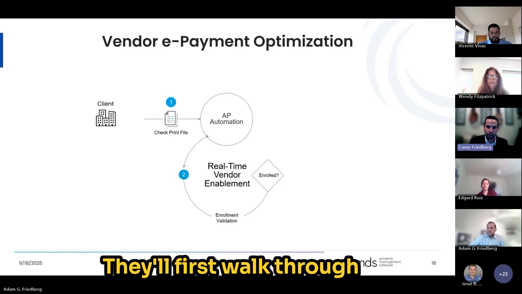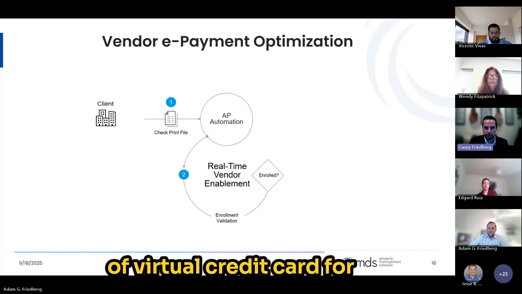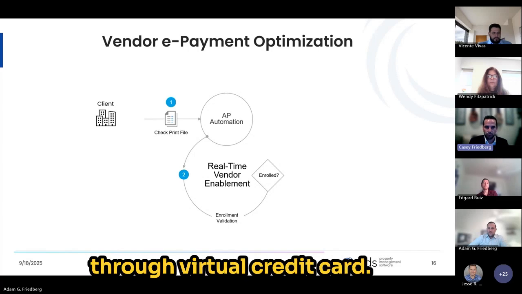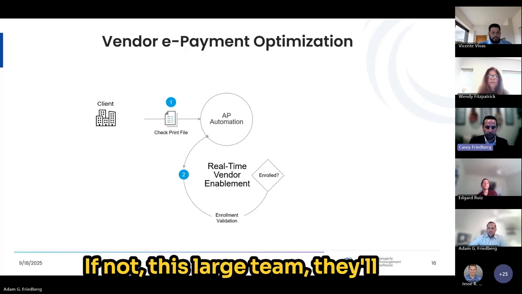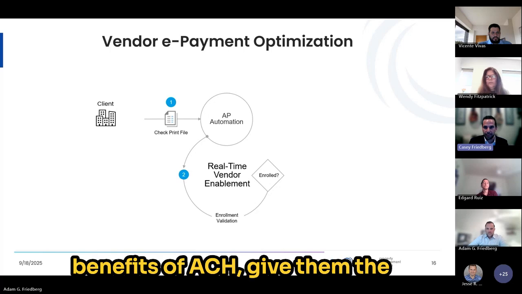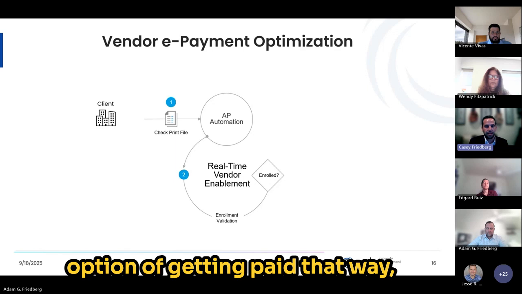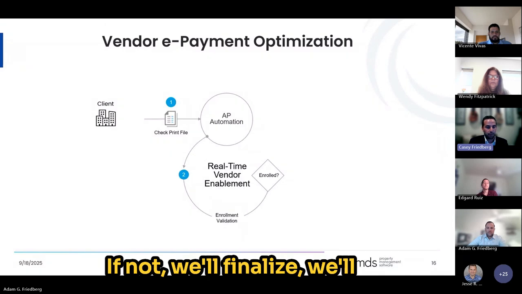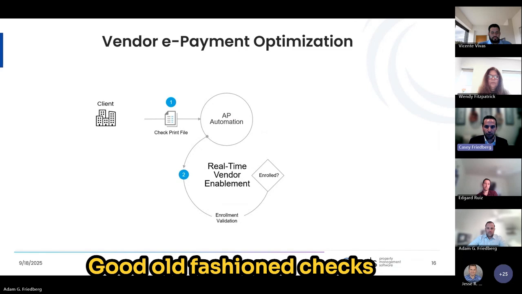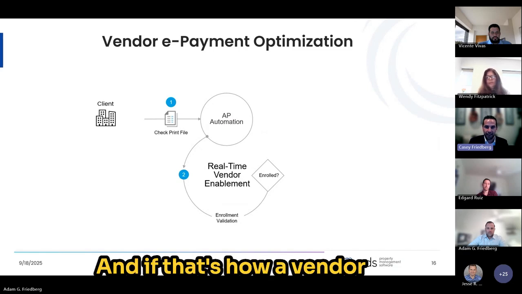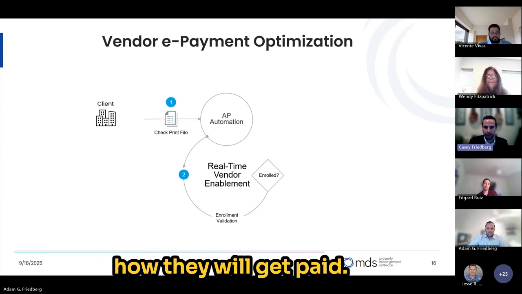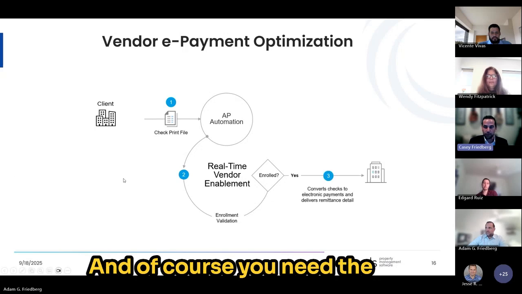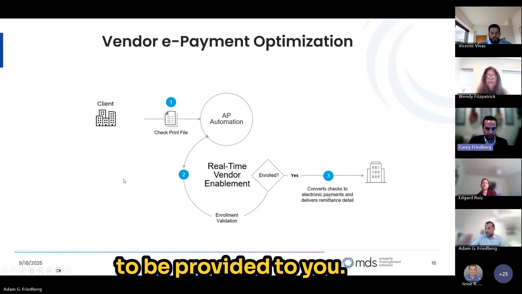They'll first walk through the features and benefits of virtual credit card for them. If that works for them, if they like that, they're enrolled, they get paid through virtual credit card. If not, this large team, they'll talk about the features and benefits of ACH, give them the option of getting paid that way. And if they like that, they'll go ahead and be paid via ACH. If not, we'll finish up with a check. Good old fashioned checks still get the bills paid. And if that's how a vendor wants to get paid, that's how they will get paid. So payments will be processed accordingly based on vendor preference. And of course, you need the remittance, which is going to be provided to you.